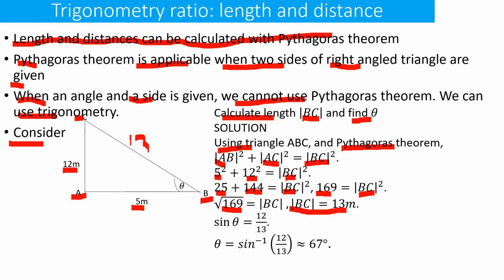Because BC is 13, if we use sine theta, which will be opposite, which is 12, over hypotenuse, which is 13, so sine theta is 12 over 13. To find theta, we find sine inverse of 12 over 13, which will give us 67 degrees.